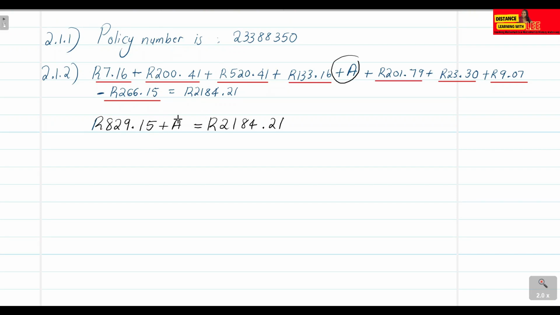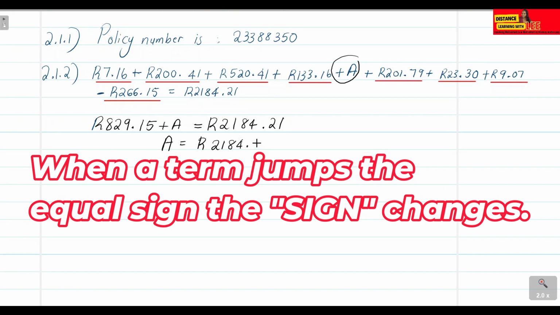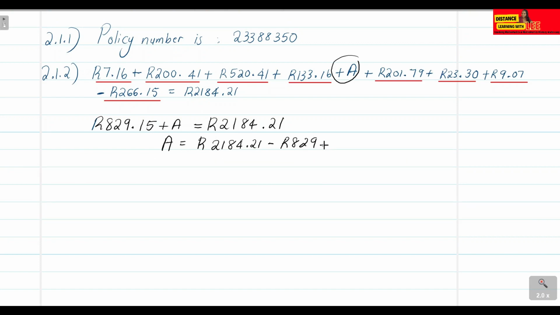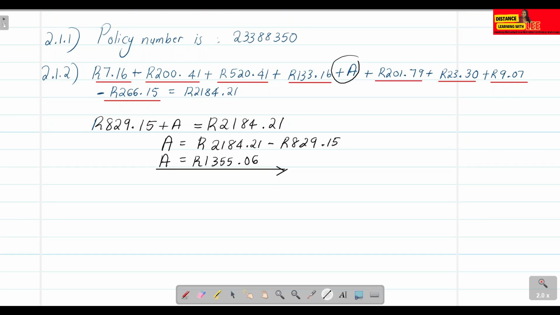Then all we need to do is use our additive inverse to solve for A. When a term moves from the left-hand side to the right-hand side, or jumps the equal sign, it becomes a negative. So it's just going to be 2,184 rand 21 cents minus 829 rand 15 cents. I think black is better for doing our solutions. If you punch that into your calculator, you'll find that A is equal to 1,305 rand 6 cents. Nice and easy. Let's have a look at the next question.